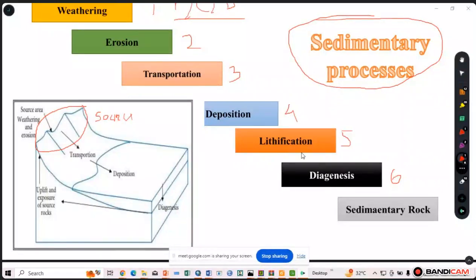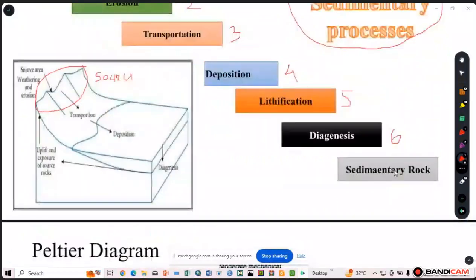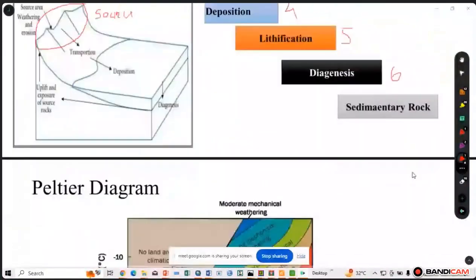In diagenesis, after the lithification process, the rock gets changed physically and chemically, which is known as the diagenetic process. After that they are converted into sedimentary rock.